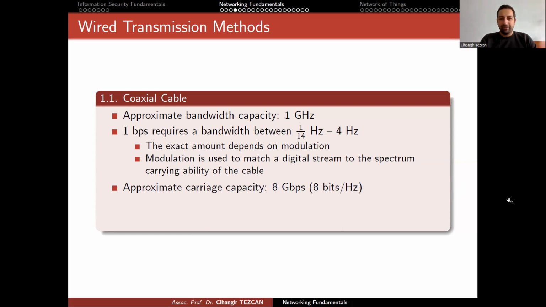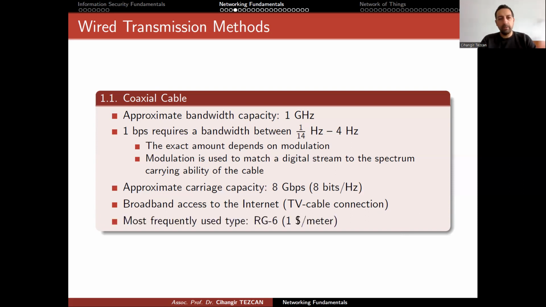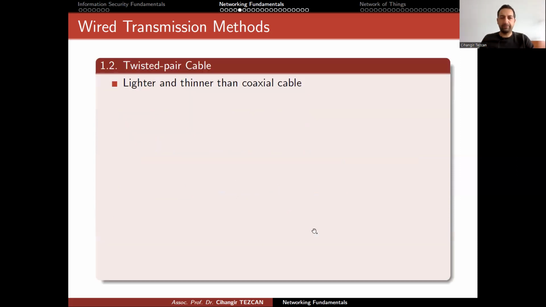The approximate carriage capacity is 8 gigabits per second. We are talking about bits, but if you divide by 8, it gives you bytes, so this allows 1 gigabyte per second. This way you can have broadband access to the internet and a TV cable connection. This is good because you don't need a telephone line. The most frequently used type is RG6, and 1 meter is approximately $1. But this slide is a little bit old, and you can expect it to be cheaper nowadays.